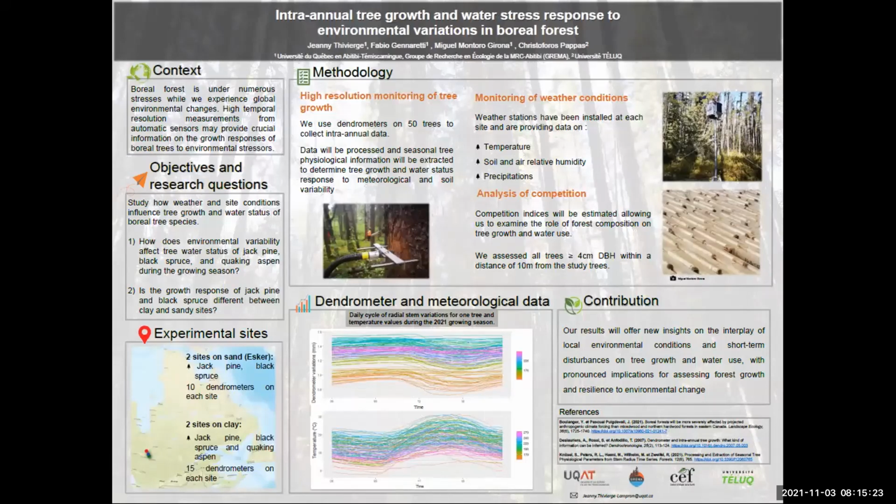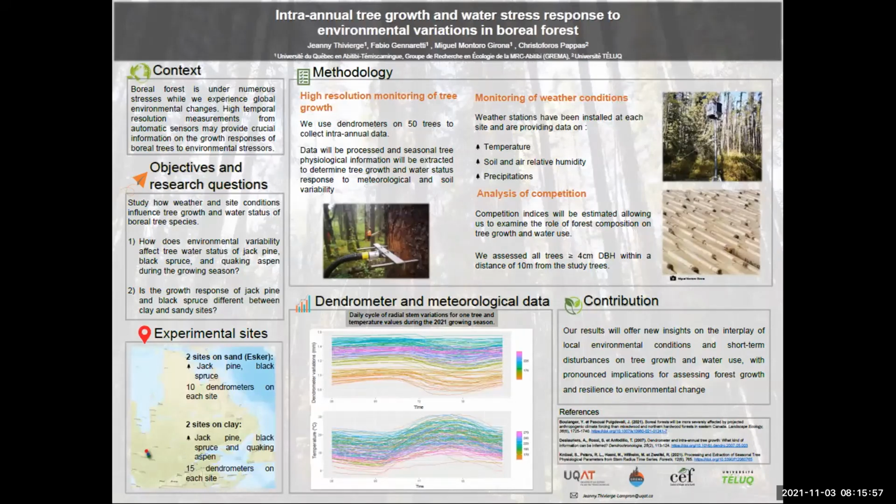soil variability. This summer, we also installed a weather station at each site to provide data on temperature, soil and air humidity, and also precipitations. And to consider the impact of competition in our future analysis, we will calculate competition indices to examine the role of forest composition on tree growth and water use. We'll use cartography of trees and also tree ring width.